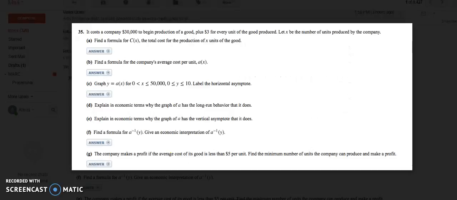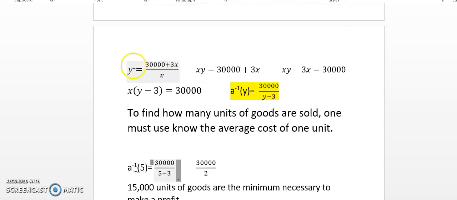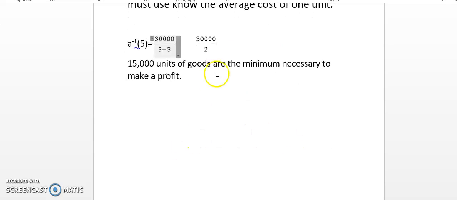The next thing we're asked to do is to find the inverse of the equation and then give an economic interpretation of that. I did the math, and what we're doing is we're looking for X. When you go through the steps, what you end up having is the inverse of the original equation would be 30,000 over y minus 3. And so what that means is to find how many units of goods are sold, one must know the average cost of 1 unit. That would be the interpretation.